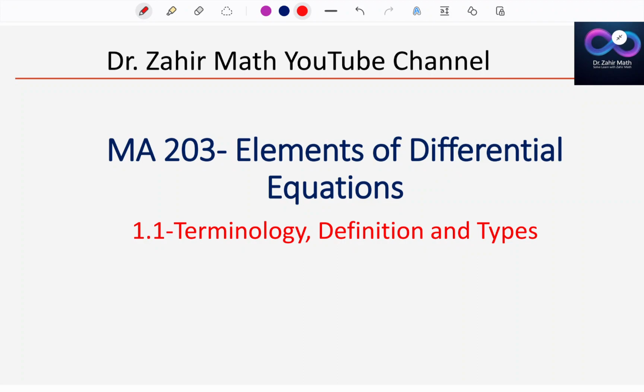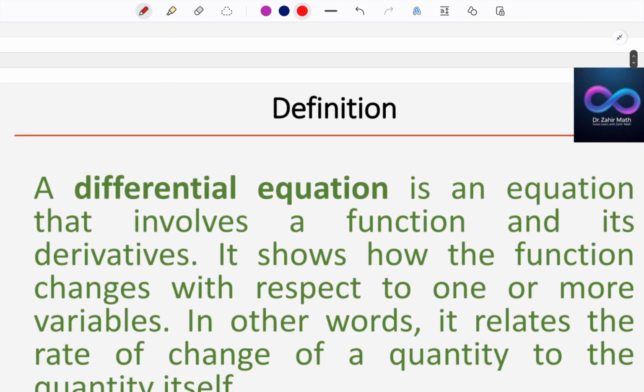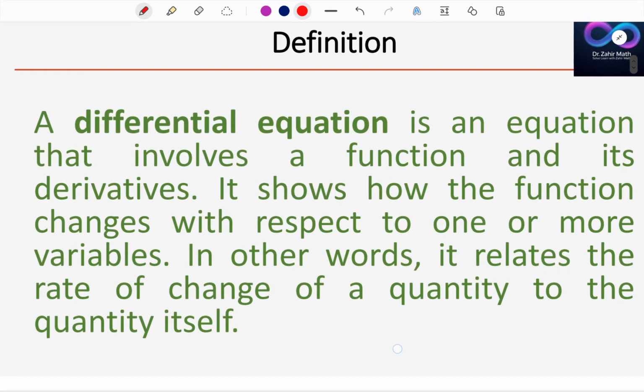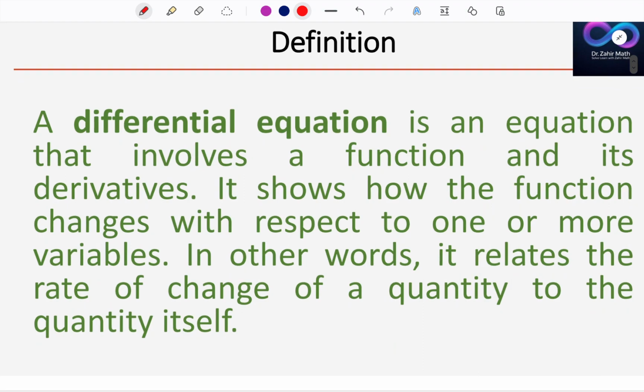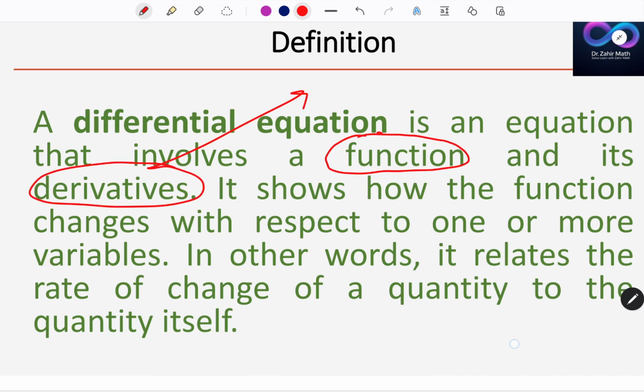Let's start 1.1 terminology, definition and types. First, we'll go for definition. Already, I told you the definition in the class itself. What do you mean by differential equation? A differential equation is an equation which involves a function and its derivatives. What do you mean by derivatives? Derivatives means dy by dx. So if the equation has dy by dx, then that equation is called a differential equation.